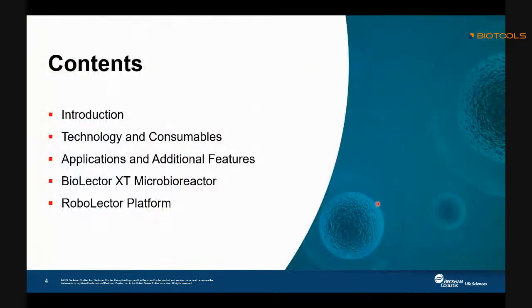So these are the topics that I will talk about in today's talk. We have a brief introduction on the bioreactors, what exactly the technology is, and some additional things like how to connect with automations and other things.